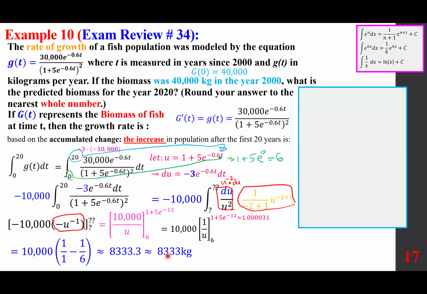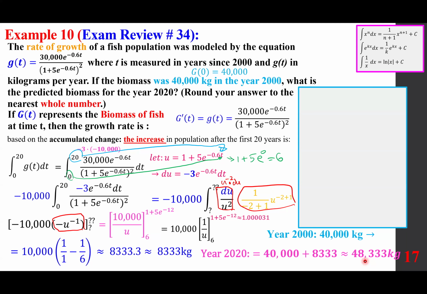8,333 kilograms. Initially, in the year 2000, we had 40,000 kilograms. They add up, and the expectation is to have it in the year 2020. The sum of the two, 48,333 kilograms of fish. That's their biomass. Now, if you recall, even when we didn't need the substitution method, I showed you the second method.